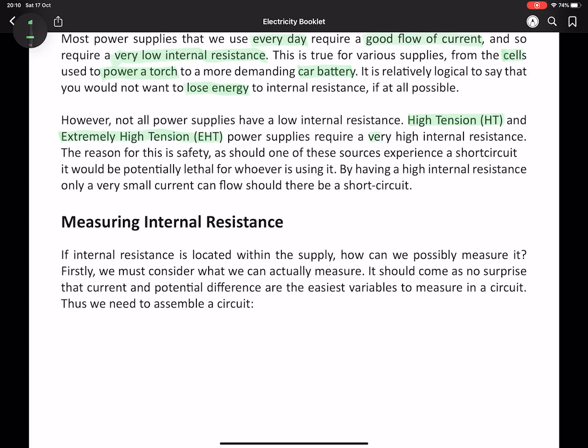However, in things like high tension or extremely high tension power supplies, we instead would end up with a potentially fatal amount of current flowing. So in order to avoid the risk to life that is presented by these situations, and especially a short circuit in those situations, we ensure that there is a high internal resistance. So no matter how high the voltage might reach, our current will be limited to very low values. So it's a clever safety feature.